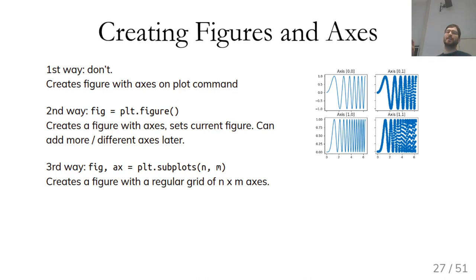That allows you to get a regular grid of n times m of subplots. So this is sort of what you get here. Here I have called subplots 2, 2. So I get a 2x2 grid, and then I can plot into each of these things individually.